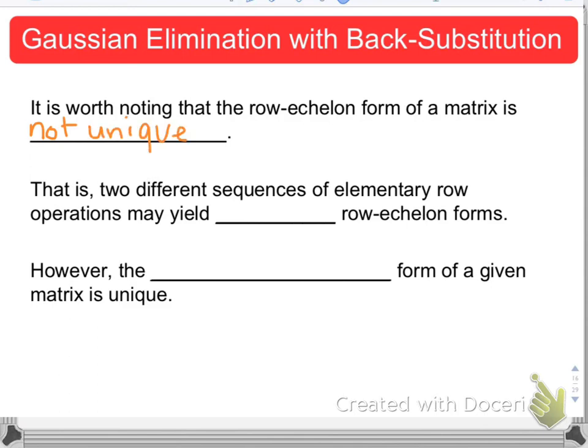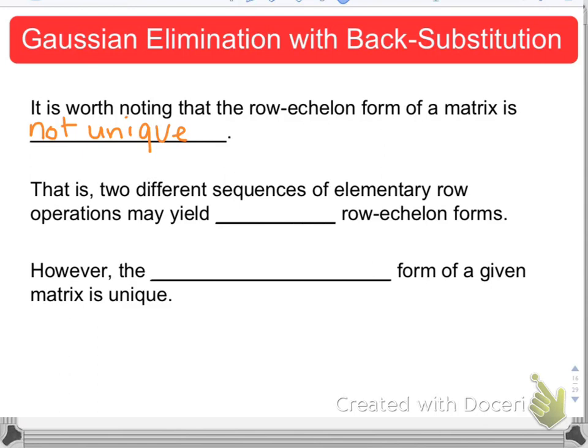Okay, what does that mean? It's not unique. That means if you and your friend or another classmate are doing the elementary row operations differently, then in row echelon form you may not have the same things. So don't think you're wrong if you don't have the same matrices after getting it in row echelon form.